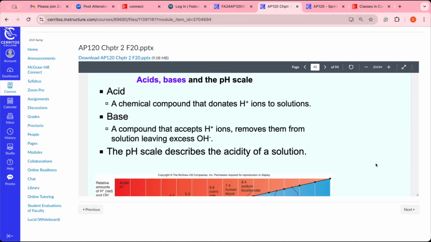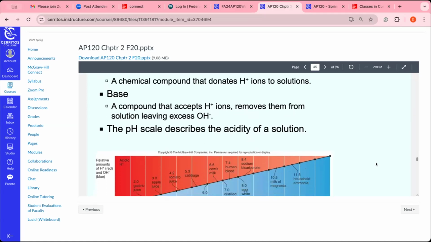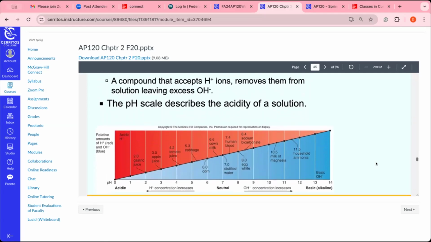Cow's milk is almost neutral. Human blood is almost neutral. Things that are basic are things like egg whites, which are slightly basic, and milk of magnesia, if you've ever taken that medicine for your stomach.